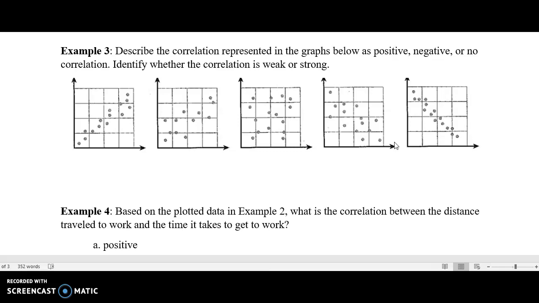So here in example 3, if I drew a line through this, what do you notice about the slope of that line?